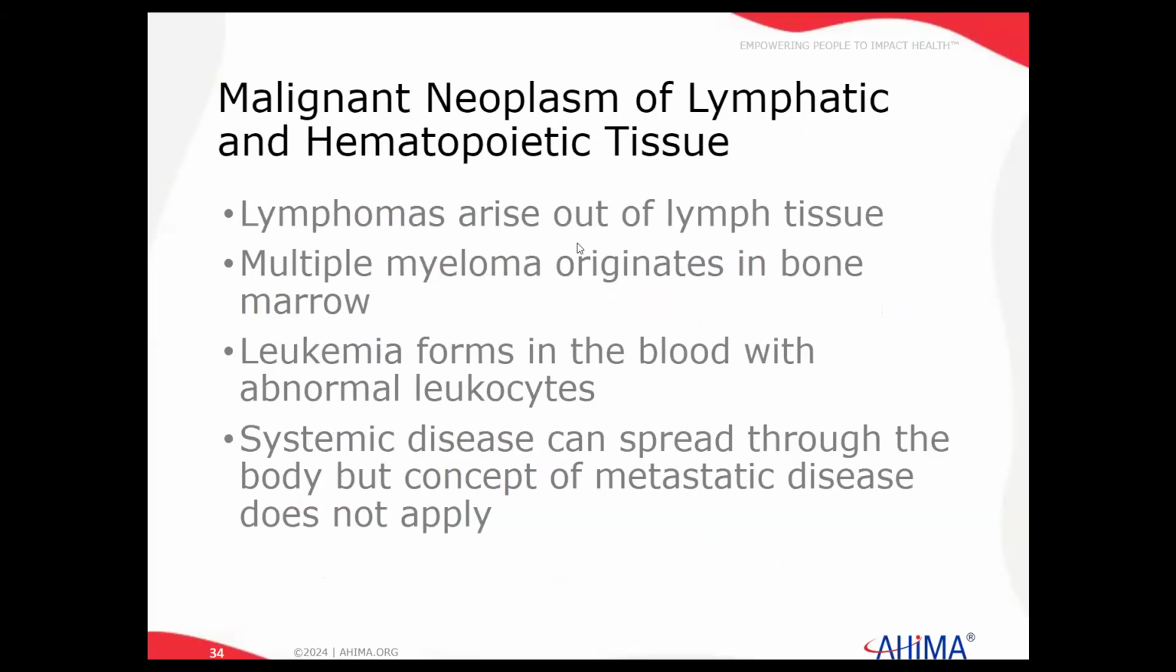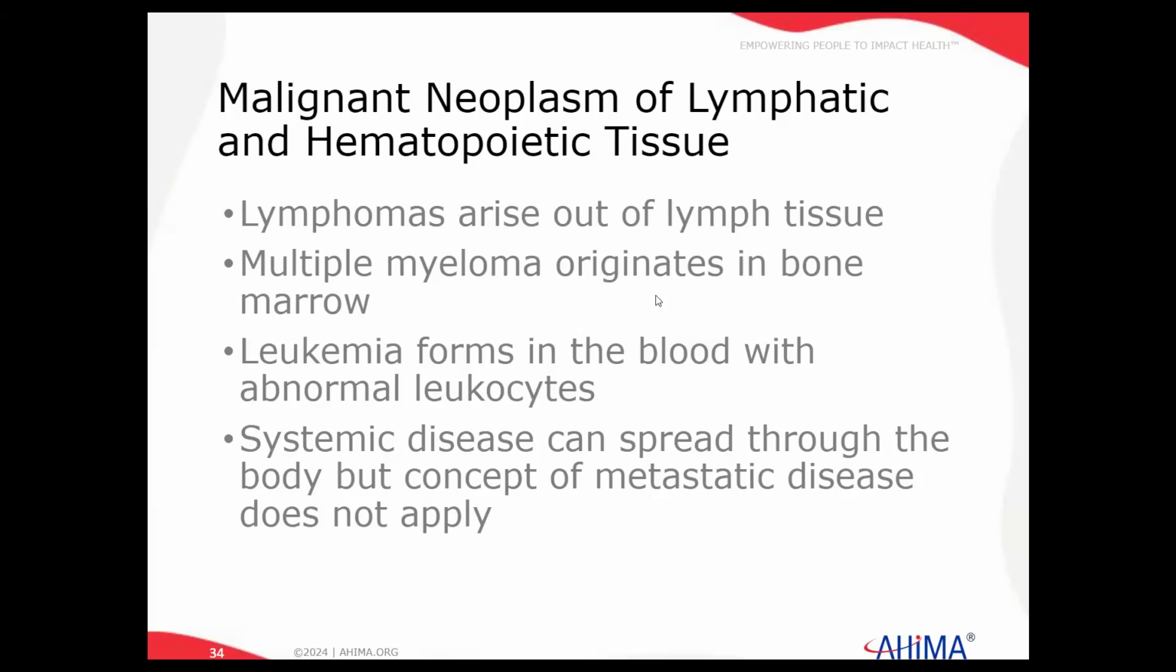Now we get into the lymphatic and hematopoietic tissue. In the last week of the course, we're going to talk about some new guidelines on this, but for the purposes of this and to get people on the same page, we're going to stick strictly to the information in this section. A lot of times people call these cancers soft cell cancers, right? And they're basically three types. The lymphomas that arise out of lymph tissue, the multiple myeloma that comes out of bone marrow, and leukemia, which forms in the abnormal white blood cells or the leukocytes.